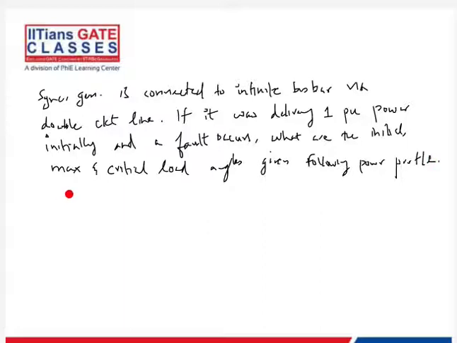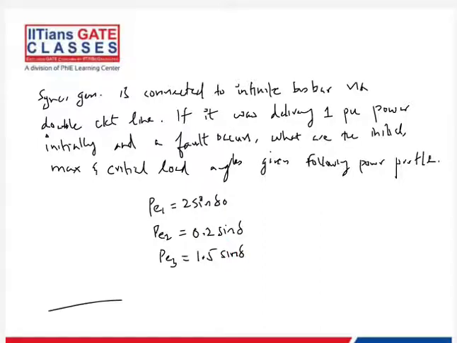So you are given that the initial power transfer is 1 per unit, right? That is your PS. You are given PE1 is equal to 2 sine delta 0, PE2 is equal to 0.2 sine delta, PE3 is equal to 1.5 sine delta. Can you guys solve this or do you need help? So you are asked to find delta 0, delta max, and delta C. Okay, good.